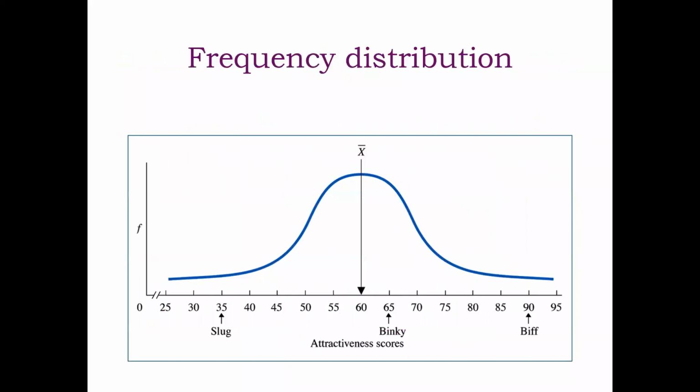So frequency distribution, just remember, a frequency distribution is just all the possible values, right? The distribution of all the possible scores in a sample. So we have frequency on the y-axis and the scores on the x-axis. Then we have the mean, which is right in the middle. And we're going to look a little bit more at that.